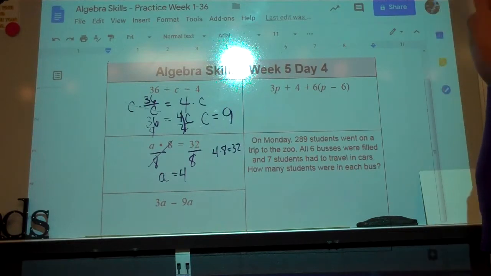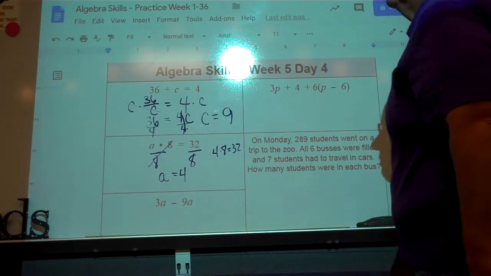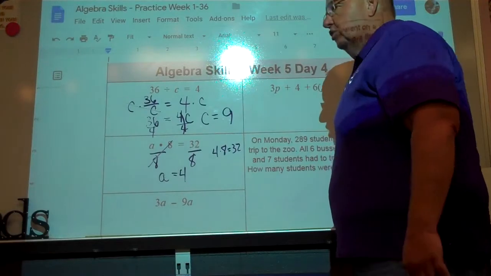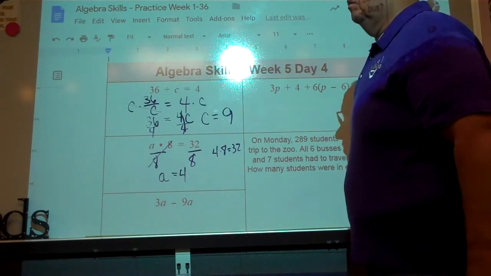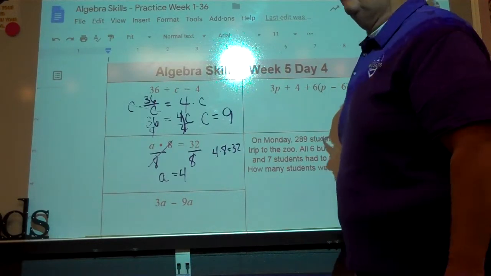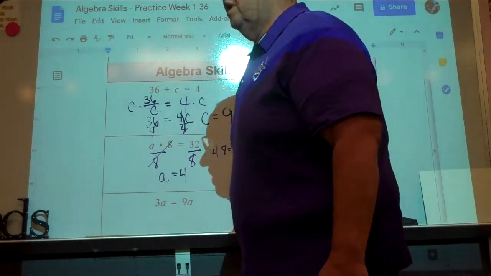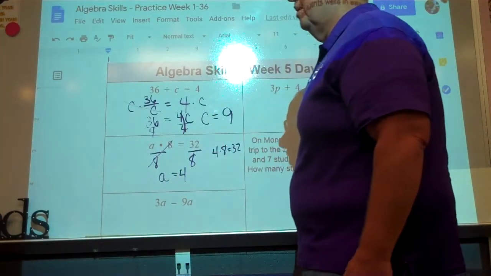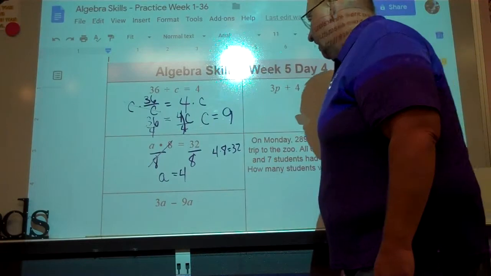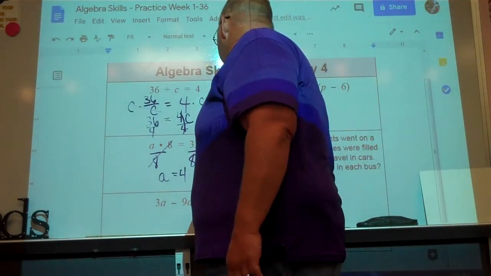How are we going to solve that? You just subtract 3A and 9A. Okay, so we're just dealing with those two numbers, right? We're not doing anything extra. So if we have 3A and we take away 9A, what are we going to end up with? Negative 6A. Does everybody agree with that? Yeah.